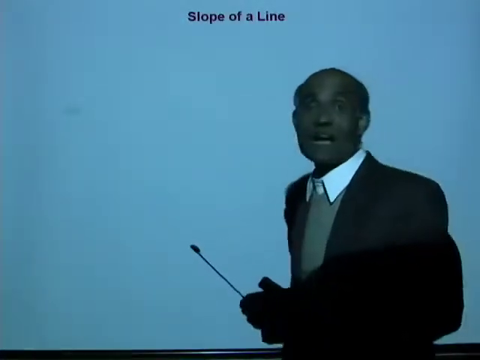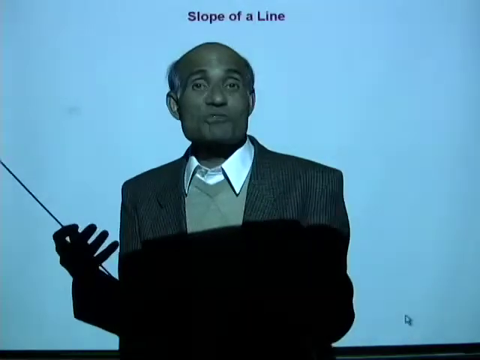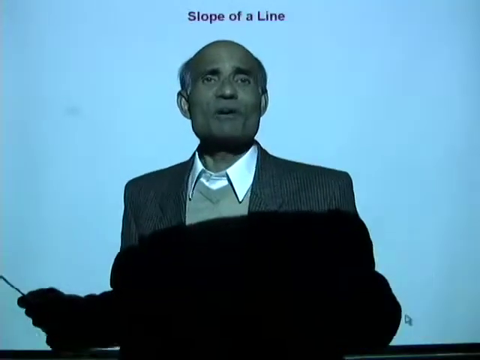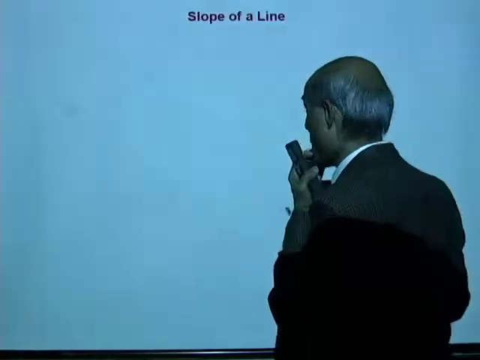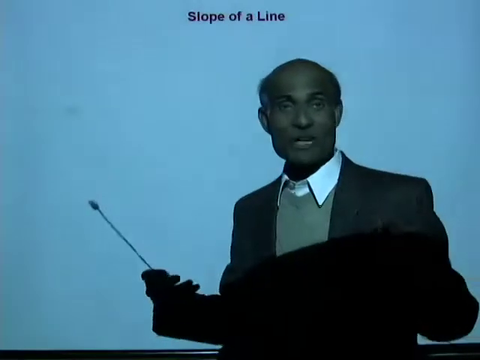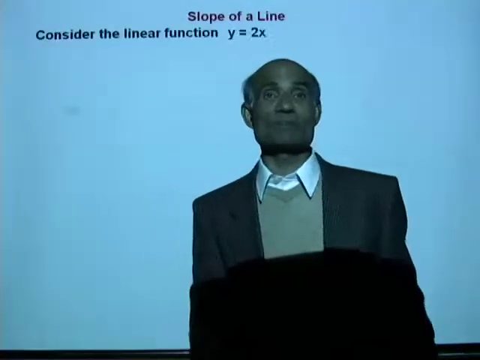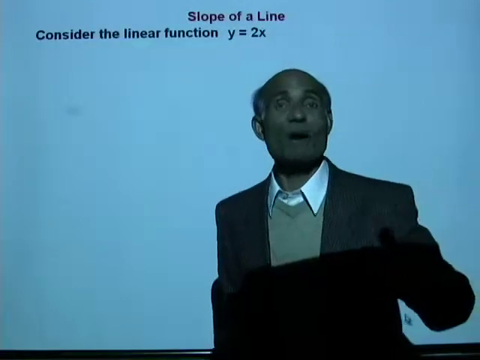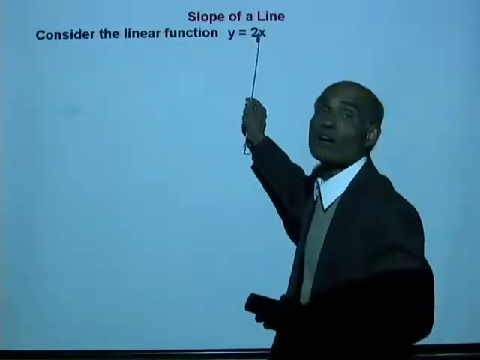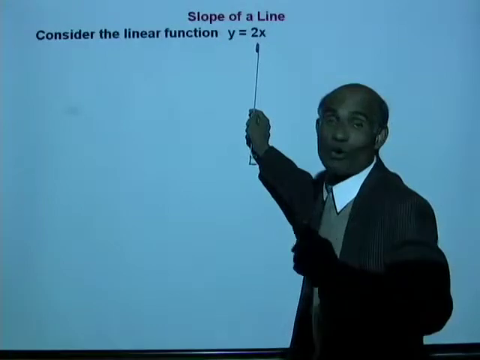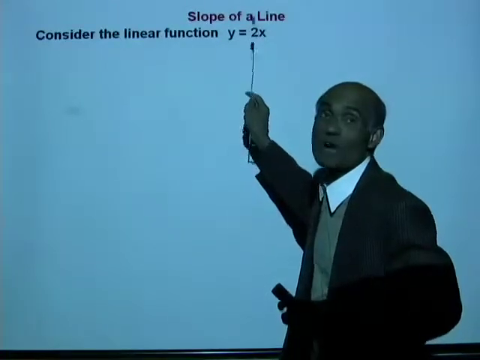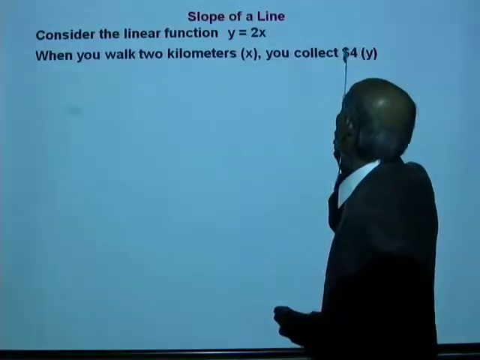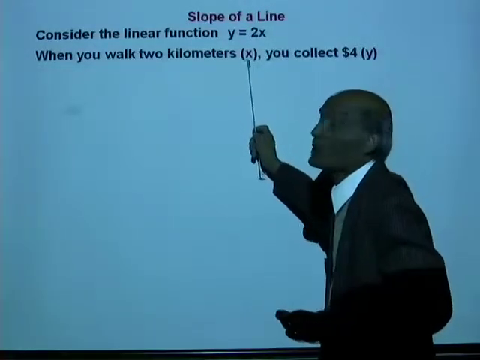All right, let's now review the concept of slope of a graph. You have done this all in elementary algebra onwards. So this is all a review, but a concept that you must be very, very familiar with. Let's take the case of our function we developed earlier, y equal to 2x. That the little girl walks for a kilometer, she collects $2. Well, when you walk 2 kilometers, you collect $4.